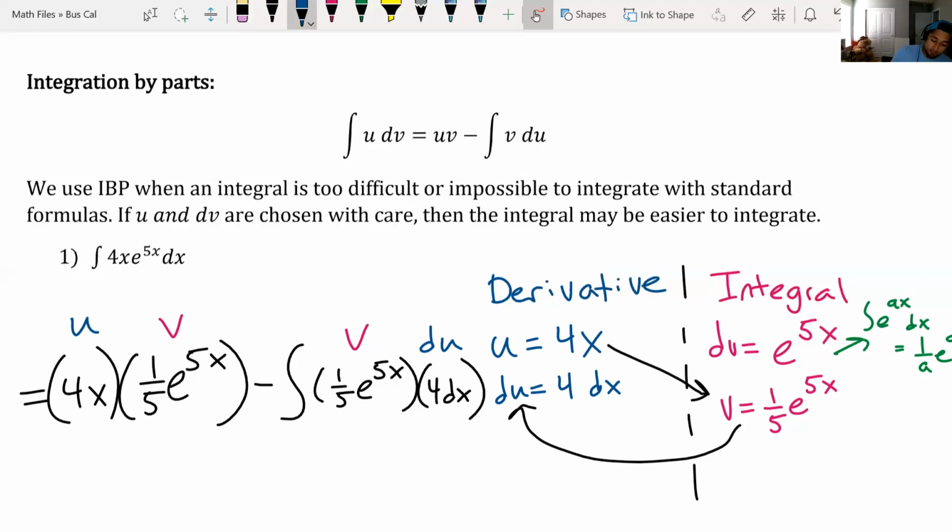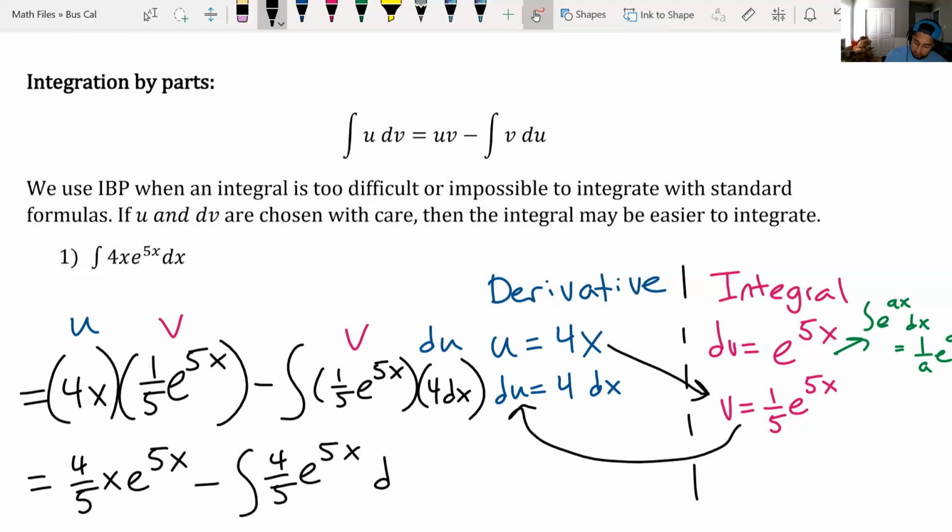Now let's clean it up. 4x times 1/5 e to the 5x just becomes 4/5 x e to the 5x, minus the integral of 1/5 e to the 5x times 4 dx, which becomes 4/5 e to the 5x dx.